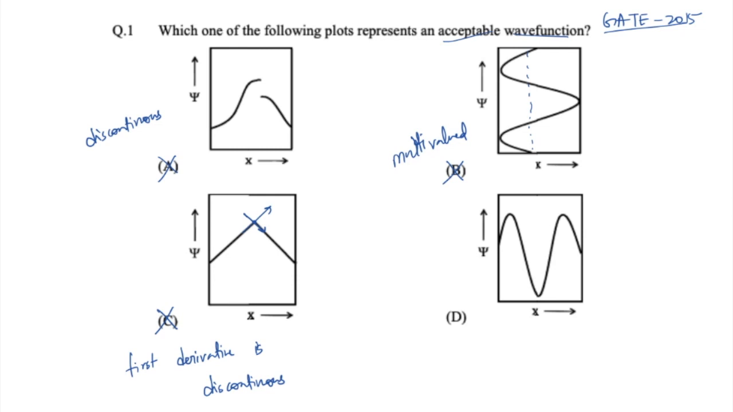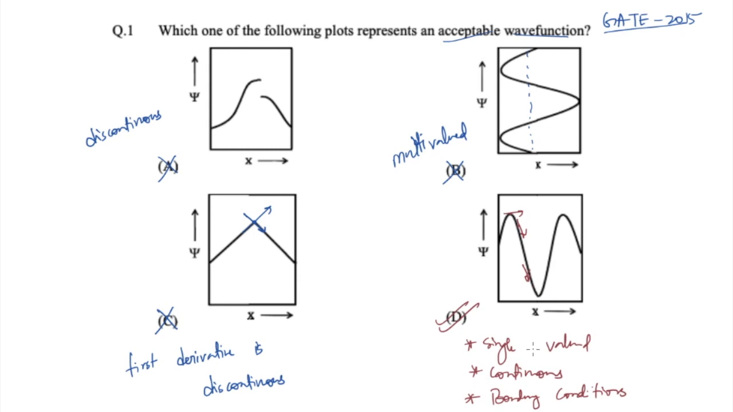Option D will be your correct option, and this will be the one which is acceptable, because this is single valued, this is continuous, and this follows the boundary conditions. The most important thing is that the first derivative is continuous. You can draw the tangent at any point and you will see there is just one value of that. So that's why this wave function is an acceptable wave function, and this is how this question has to be done.